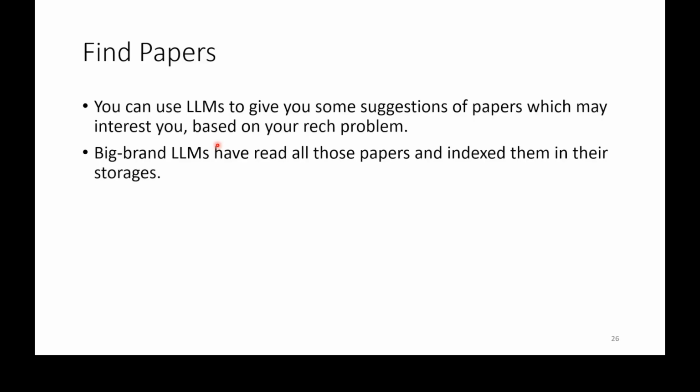Okay, then there's a final question. How to find the papers? Suppose you don't have your own research problem already, then what is your interest? If you don't know, that's fine. You can just ask large language models that if I want to do research on a certain specific topic, give me some paper list where the papers are published in the latest conferences or top journals. Because those online large language models have read all those papers and indexed them in their storage, they can easily give you some hints or suggestions you can consider reading to find your own papers.